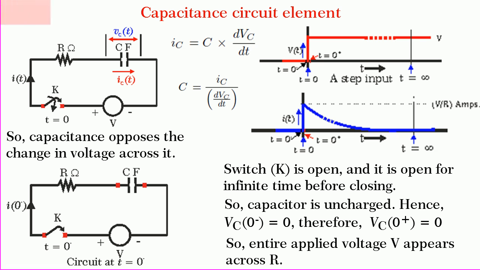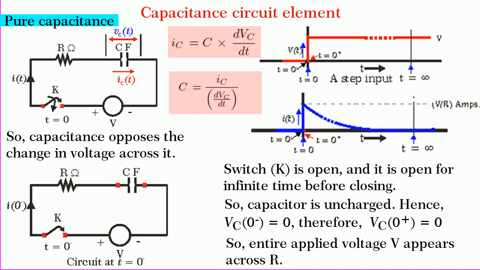Friends, let us next consider the capacitance circuit element. Here also, capacitance can be considered to be connected in series with its resistance as shown in figure. We know that current through the capacitance IC is equal to C into dV by dt, and C is equal to IC divided by dV by dt. This indicates that the capacitance opposes the change in voltage.